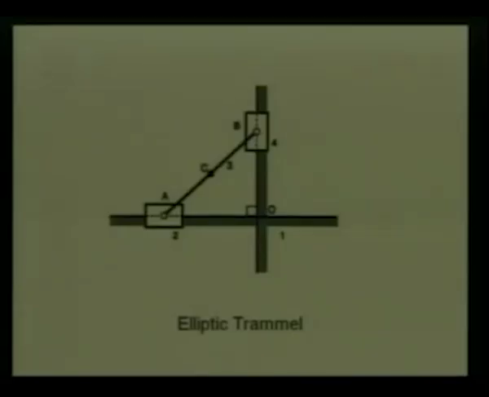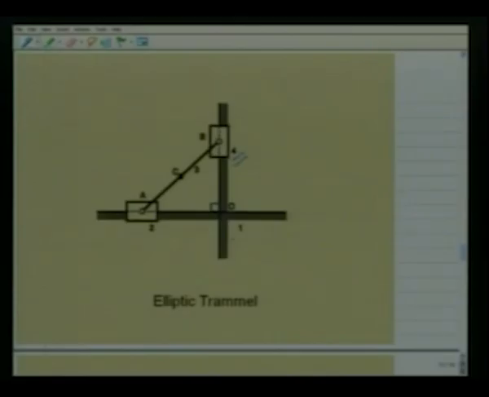Now let us consider another kinematic inversion from the same RRPP chain. In this mechanism, we consider the link which has prismatic pair at both ends fixed. For example, this link 1 has a prismatic pair with link 4 and a prismatic pair with link 2 at right angles to each other. This mechanism is known as elliptic trammel. It will be obvious now why this name, elliptic trammel.